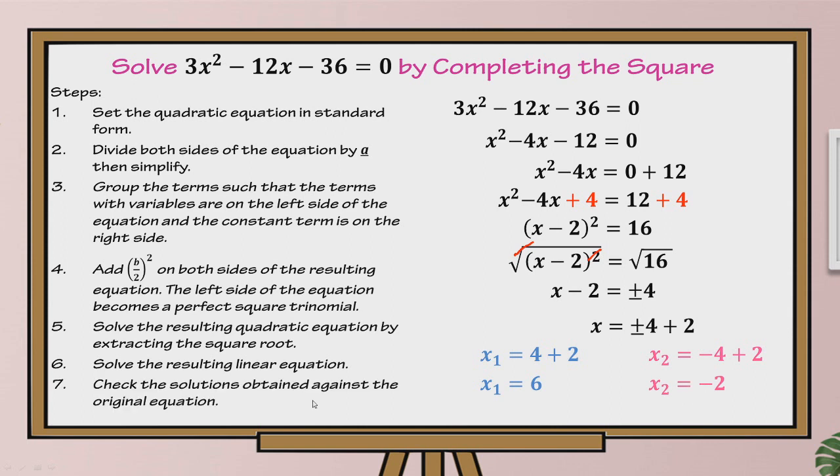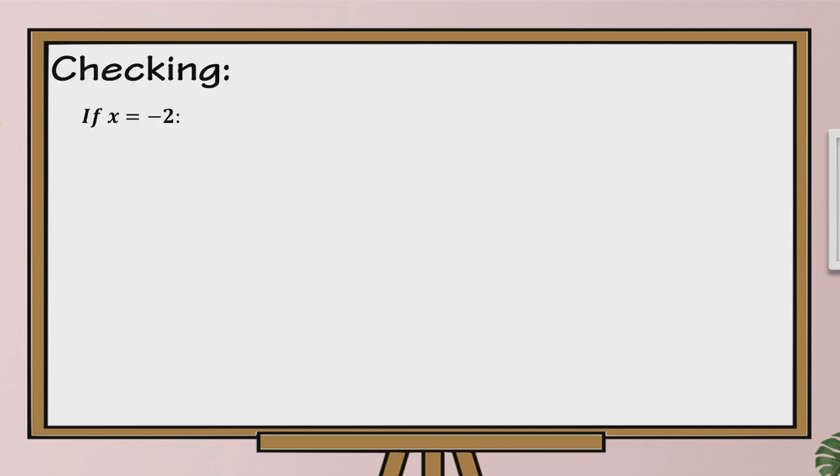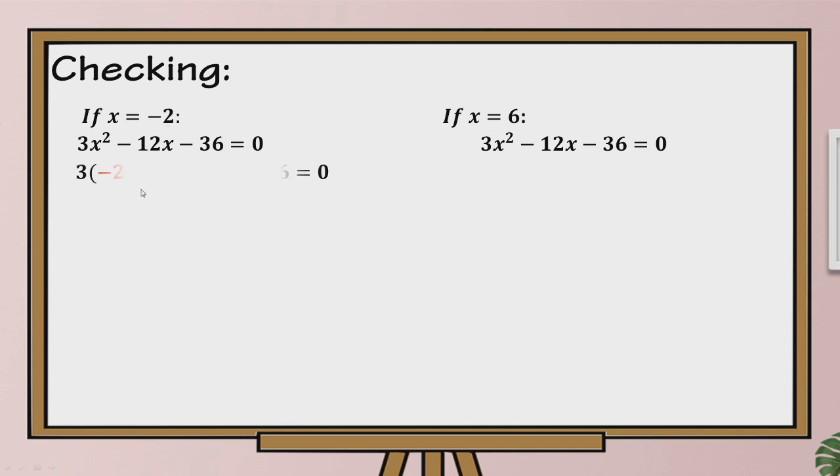And the last step is to make sure that these obtained values of x are really the solutions of our original equation. Therefore, we do checking. So to check, balikan natin ang ating mga na-obtained na mga values of x, which is x equals negative 2 and x equals 6. And ang gagawin lang natin is we will just substitute these two values with our original equation, that is 3x squared minus 12x minus 36 equals 0. So for the first value, which is x equals negative 2, we will substitute negative 2 to the variable x. So ganito ang mangyayari. And then we have negative 2 squared, that will become 4.